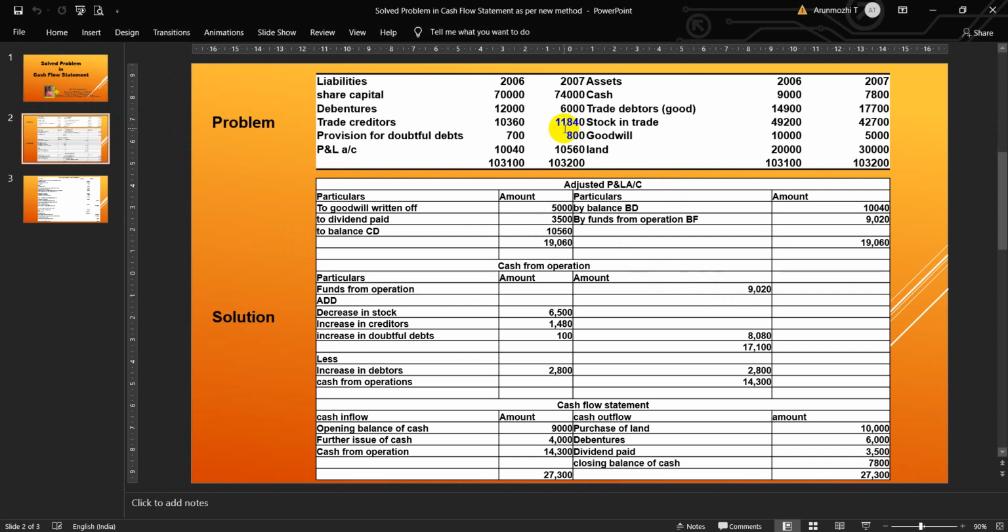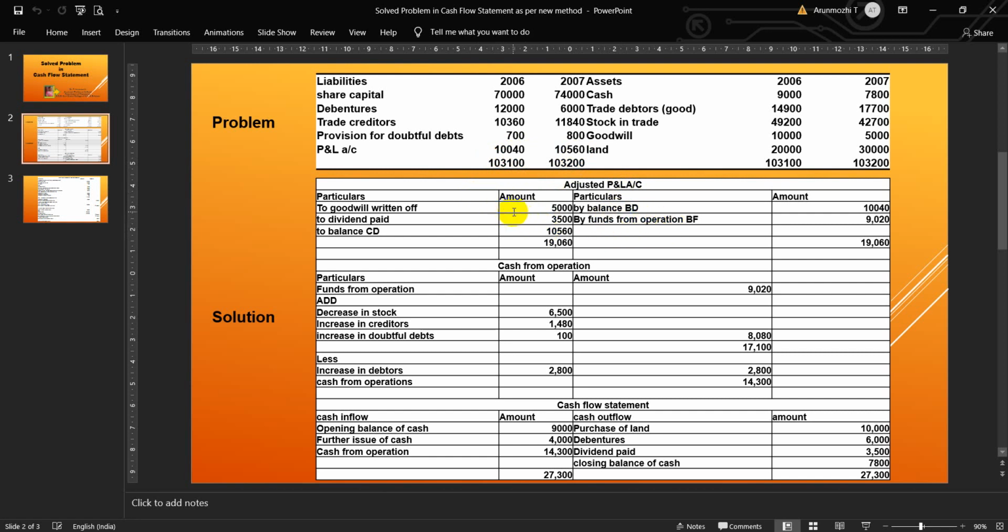The problem is given as liabilities and assets. We start with the adjusted P&L account with the balance brought down. Adjusted P&L account balance brought down is 10,040, and 10,560 is the closing balance.